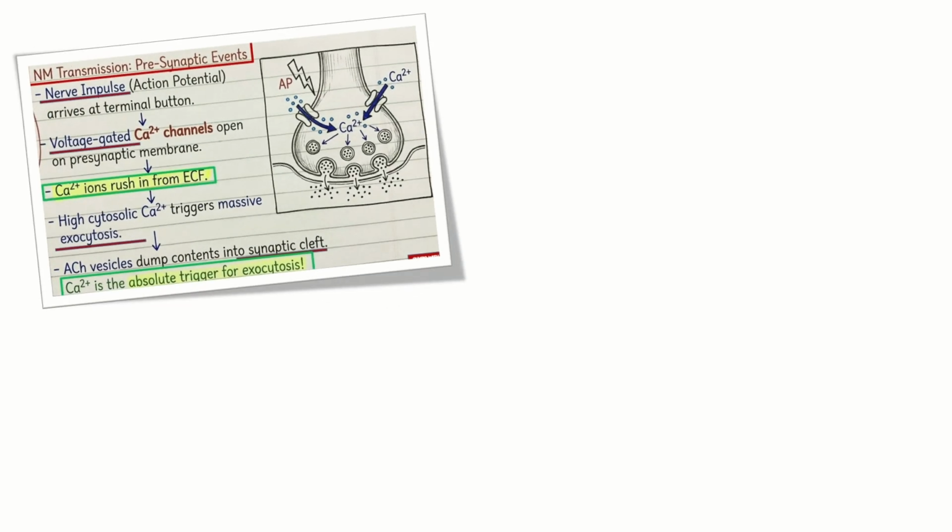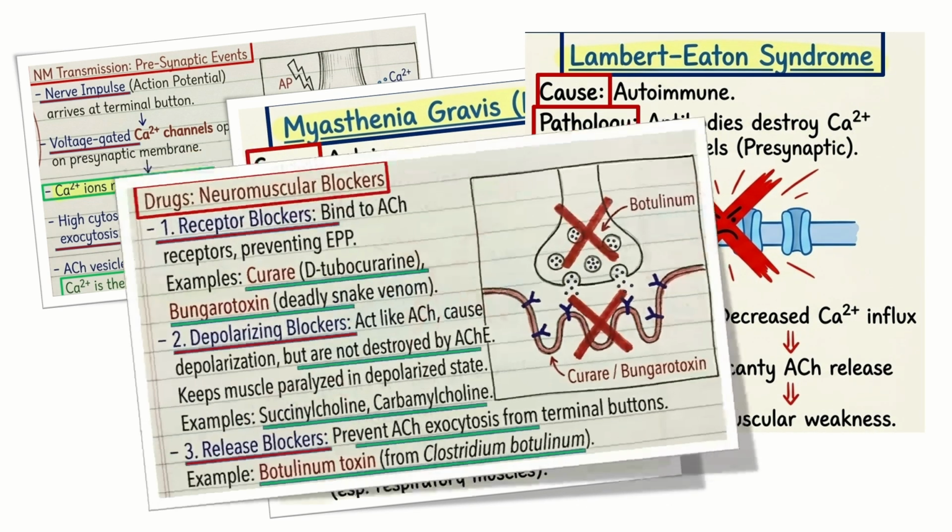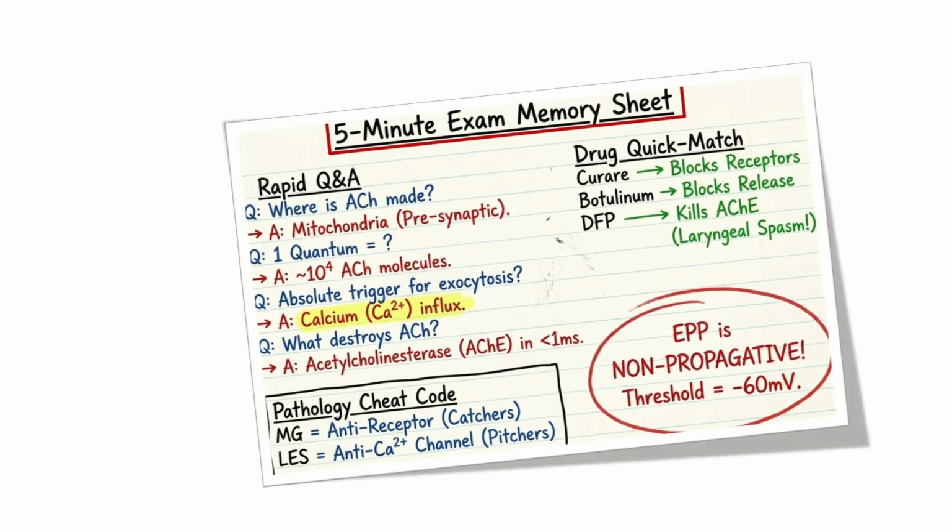Every MBBS student gets confused between neuromuscular transmission, myasthenia gravis, Lambert-Eaton syndrome, botulinum toxin and neostigmine. But what if I show you a single notebook that can help you remember all of them forever? Stay till the end because the last page contains the complete Viva revision sheet that can help you answer multiple university questions in less than 30 seconds.